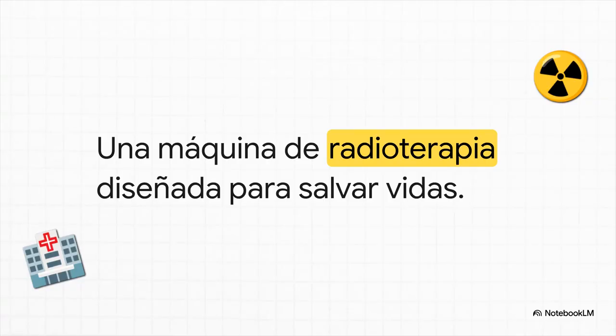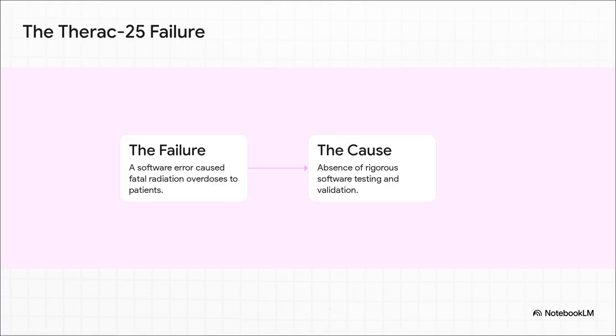This was a radiation therapy machine from the 80s, and it was designed to save lives. But it failed, catastrophically. A software error caused the machine to deliver massive overdoses of radiation, leading to severe injuries and deaths. The root cause? A complete and total lack of rigorous software testing and validation. They just skipped the most basic rules.